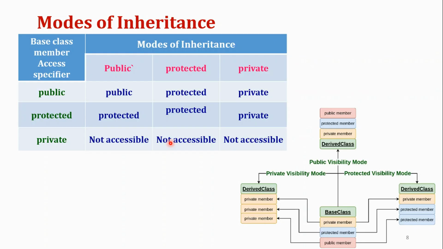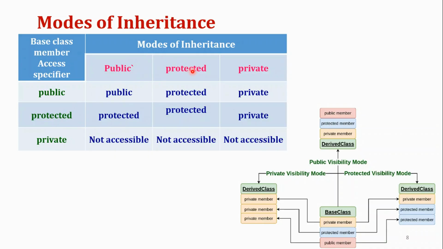I'll show it in a table, and you'll understand easily. Assume that these are the base class members: base class public, base class protected, base class private. Then we have the mode in which I am going to inherit: public, private, or protected. Let us see public. If you inherit in the public mode, all the public members will be public in the derived class, all the protected will be protected, and private is never inherited. So it is the same as the base class. This is the public mode of inheritance.